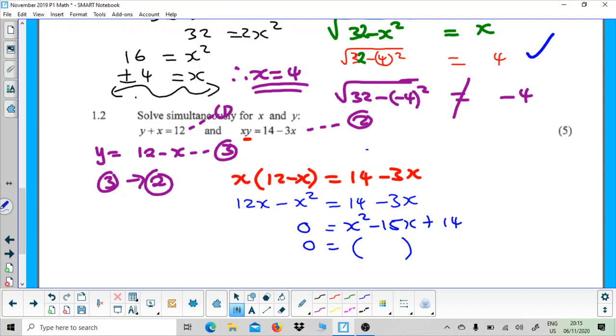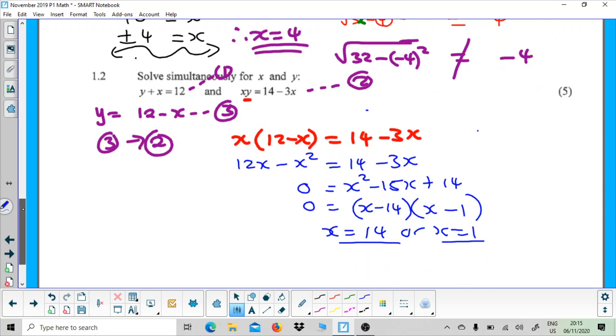And if we try to factorize these ones, we are looking for factors of 14 that will add up to give us 15. I mean, it has to be 14 itself and 1. So let's quickly write x minus 14 and x minus 1. We will get our two solutions of x equals 14 or x equals 1 in this situation. So please people, those are the x values for this simultaneous equation.